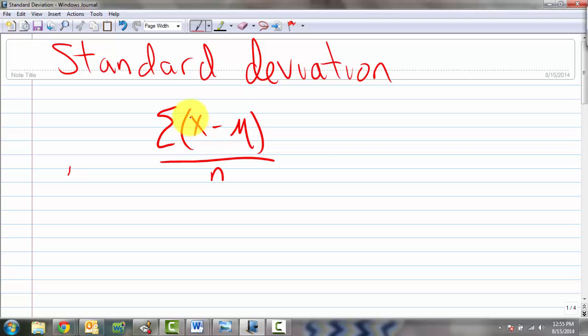What we're going to do to take care of that is square these differences, so now we have a positive number. So we're going to be adding up a whole bunch of positives, but since we square, we also have to square root, like that. So our standard deviation, sigma, is given by this formula: the sum of the differences squared divided by n, and then square rooted.